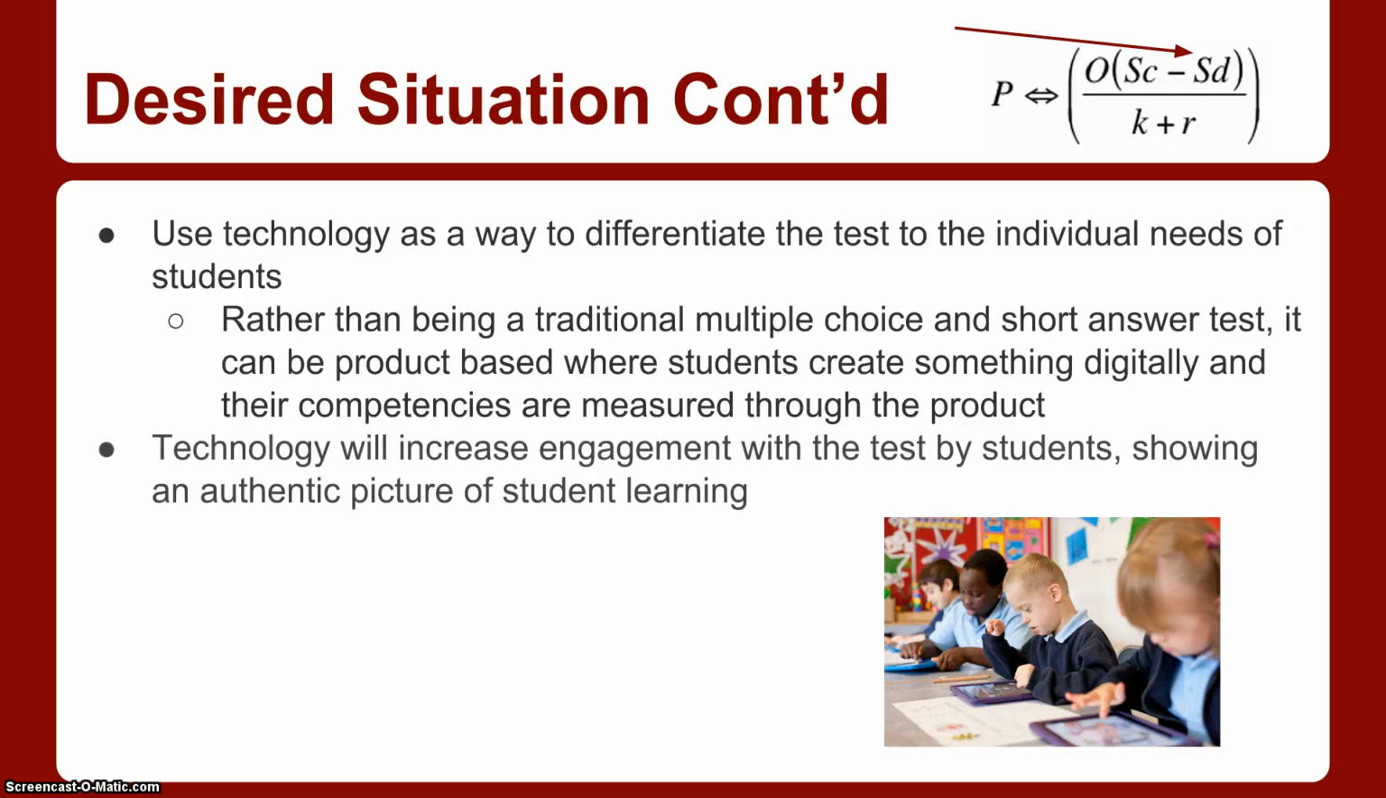Technology can increase student engagement with the test by allowing students to show an authentic picture of their learning. Students love technology in their everyday lives. Why not use this to their advantage and design assessments that play into their interests? For example, students can create a blog reviewing their favorite video game, and this could be used to assess their writing skills. Another example could be students writing a digital comment in response to something they've read. This can be used to assess their reading comprehension skills.